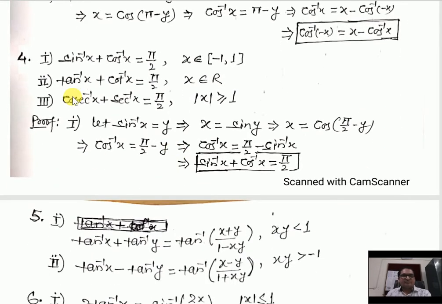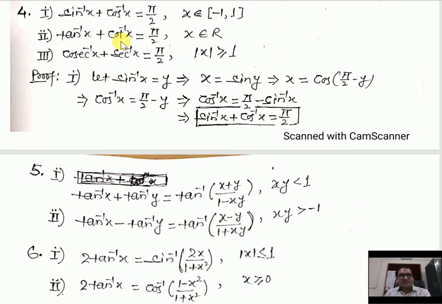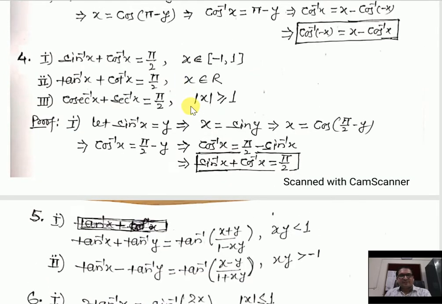Now the fourth result: sin inverse x plus cos inverse x is equal to pi upon 2, where x belongs to minus 1 to 1. Similarly, tan inverse x plus cot inverse x is equal to pi upon 2, if the value of x belongs to real numbers. Third, cosec inverse x plus sec inverse x is equal to pi upon 2, if mod of x is greater than or equal to 1. So take the first one, sin inverse x is equal to y, and similarly you have to find the result for cos inverse x.